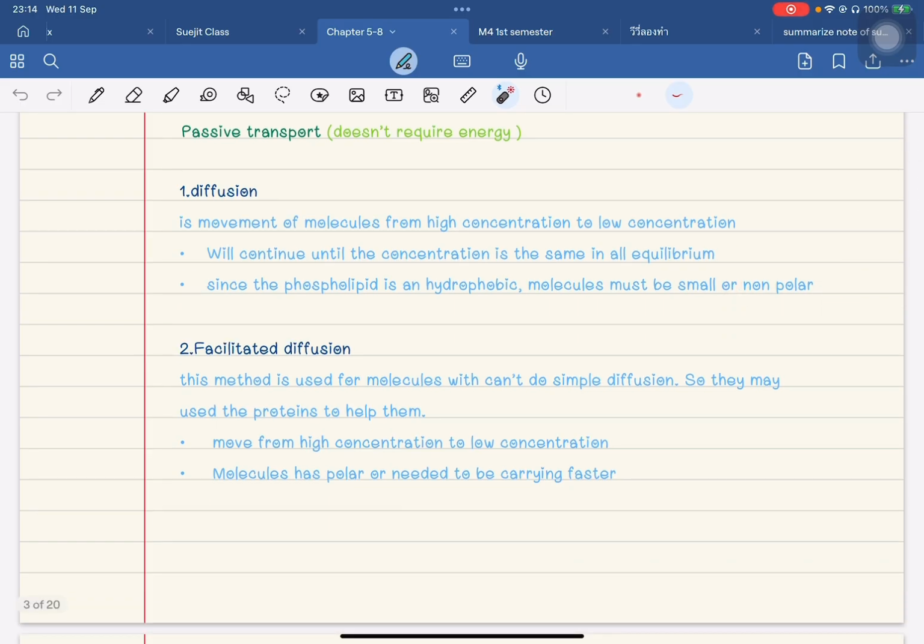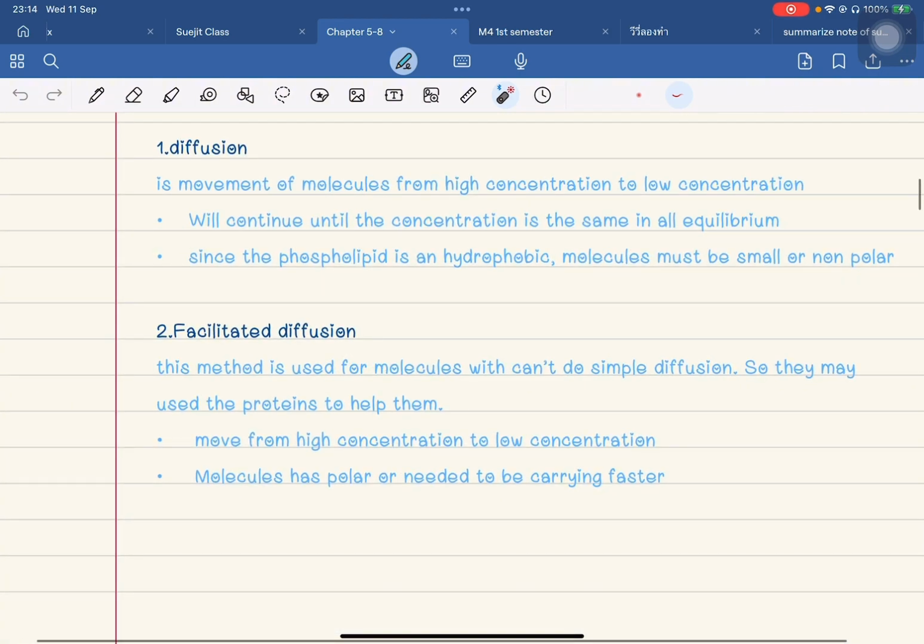So they need to use the proteins to help them in this process. In this process, it's also moving from high concentrations to low concentrations. Actually, the diffusions, the simple diffusion and the facilitated diffusion, are quite similar. The difference is that the facilitated one uses proteins to help the molecules get through the membrane.